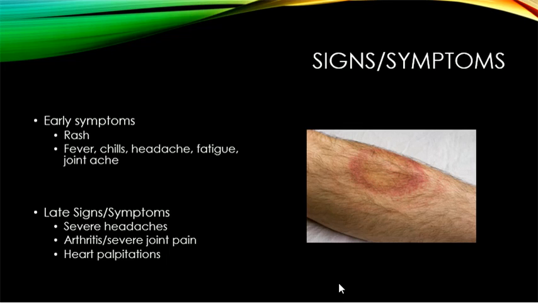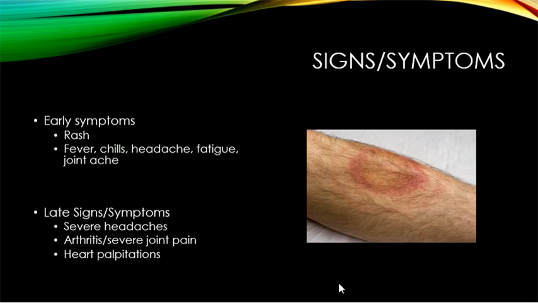Later signs and symptoms occur days to months after the initial tick bite. These include severe headaches, neck stiffness, and additional EM rashes. So the rashes that first occurred at the site of the tick bite early on can start occurring all over the body.